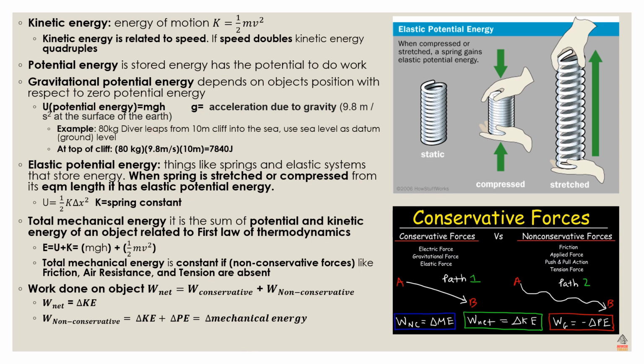Let's have an example here. So a diver, he's 80 kilograms, leaps from a 10-meter cliff into the sea. Alright, here goes the diver. So he's got the mass, he's got the height, and then the gravitational constant here, and this is used to calculate the gravitational potential energy.